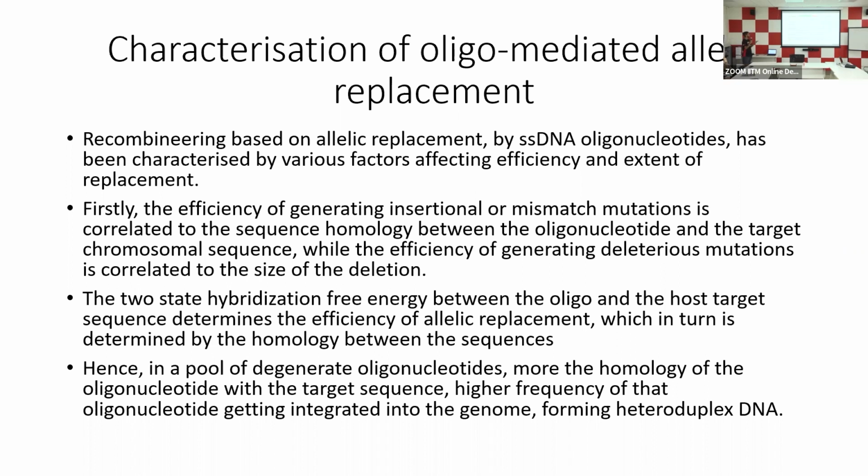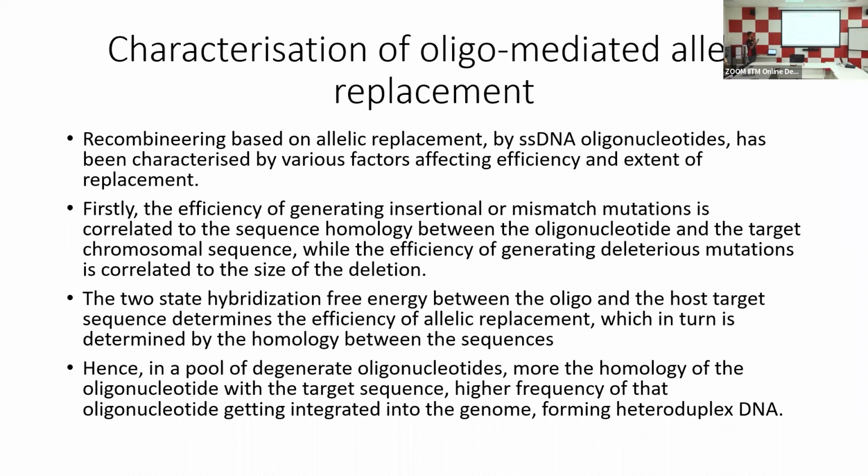So these are characterizations of how oligo-mediated allelic replacement works, and these were taken into account while designing the MAGE system. Secondly, the two-state hybridization free energy, that is the free energy associated with the oligonucleotide sequence and the host target sequence, determines the efficiency of allelic replacement, which in turn is determined again by the homology, like the similarity between the sequences.